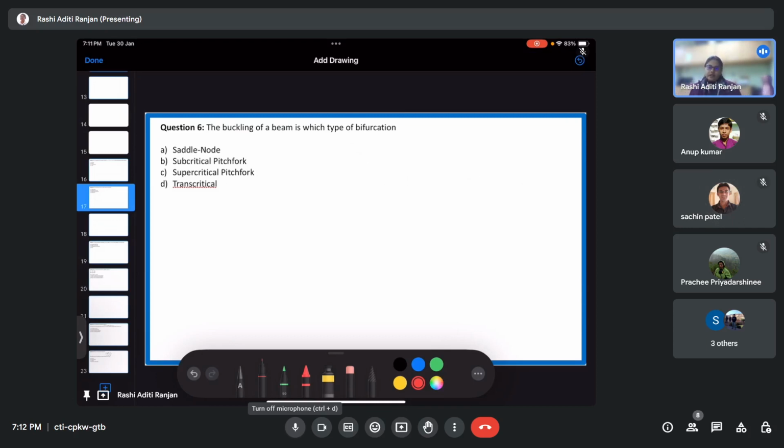Now again, I'm coming to a topic which has not been discussed to you till now. Buckling of a beam is which type of bifurcation? Does anyone know what bifurcation is? I think you people have not been taught this in the lectures till now. So that is why I'm taking this, so that you will be able to understand what bifurcation is and it will help you to solve the assignment question.